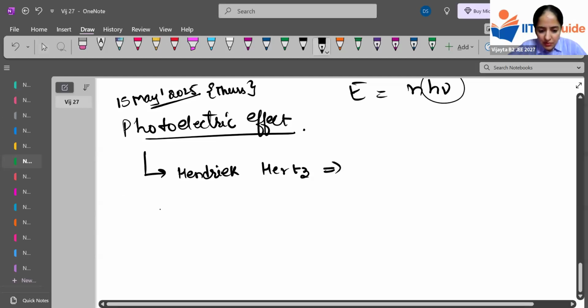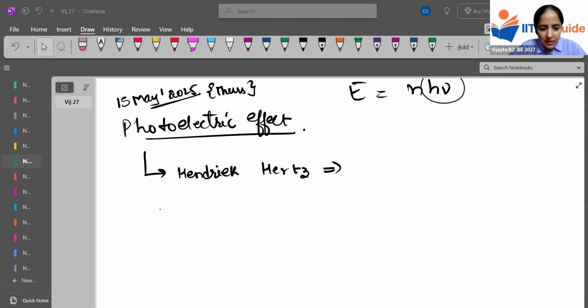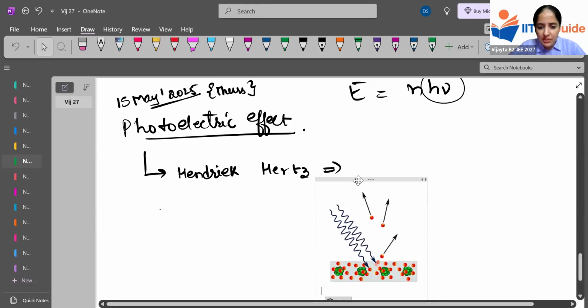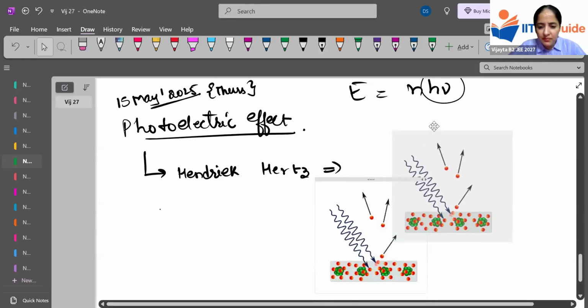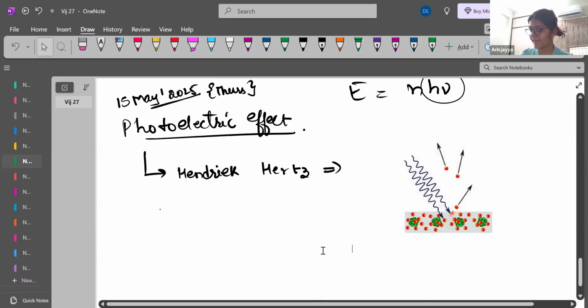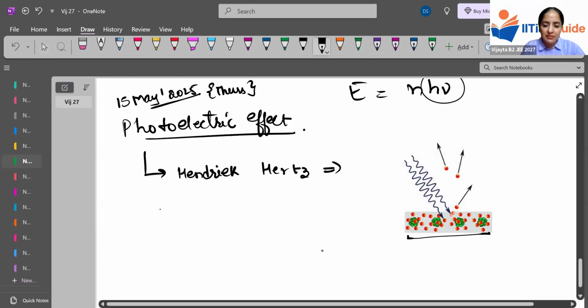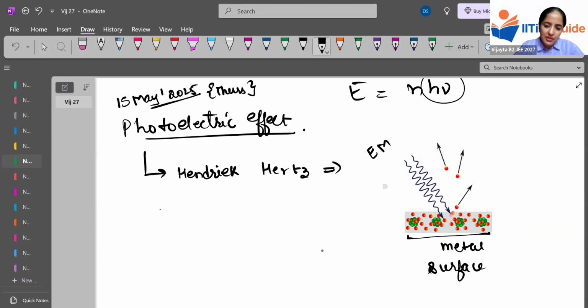So it's just a minute again with the images. Can you see this image? Yes, ma'am. So what is this? This is a metal surface. Kindly note down. And this is the EM radiation of suitable frequency. I'll tell you what suitable frequency means.